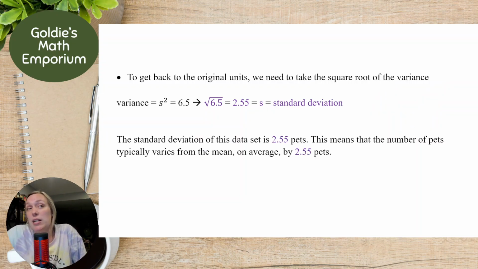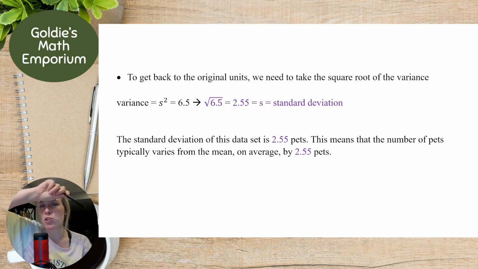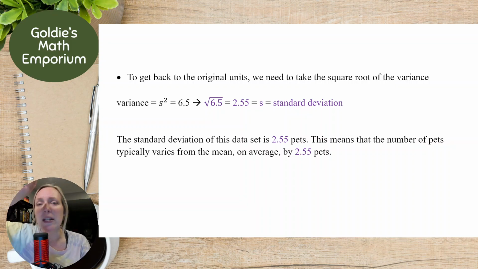Now the units on standard deviation are going to be the same units as the original data set. That's the same thing with the measure of center as well. I don't think I did a good job of reminding you: the units on measure of center are the same units as the data set. And that's the same for the range in this situation. So 2.55 pets, and we interpret the standard deviation here. This means that the number of pets typically varies from the mean on average by 2.55 pets.